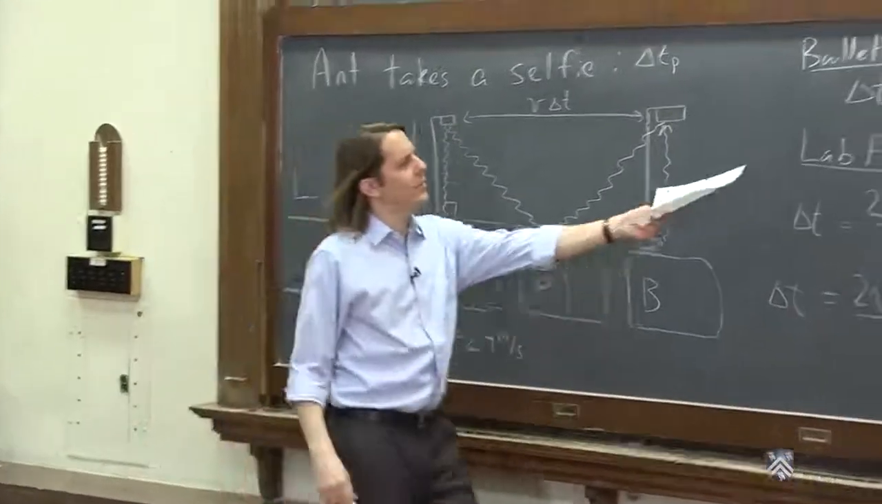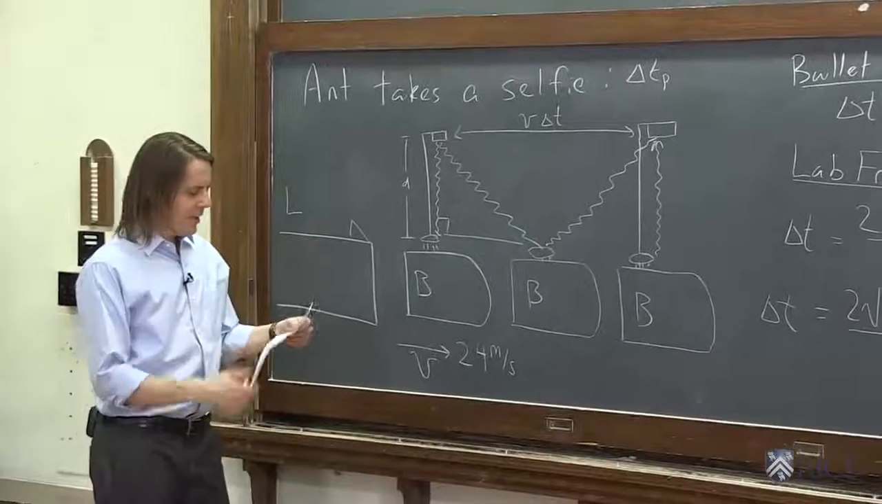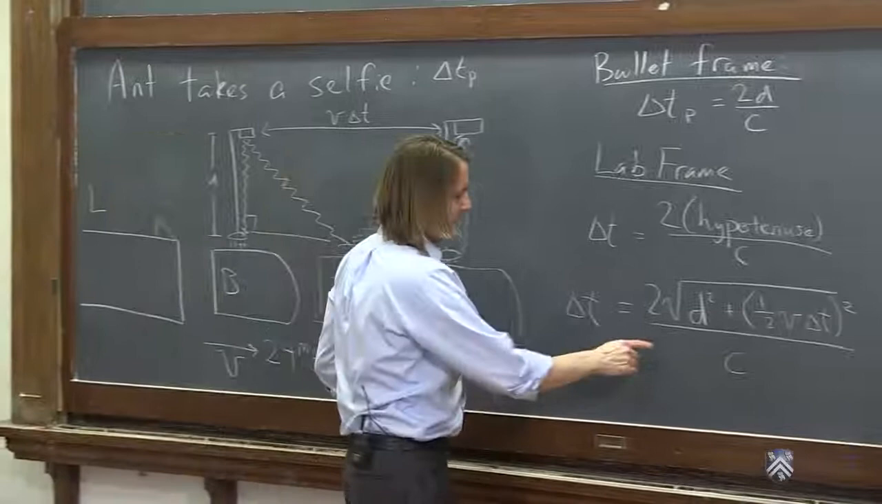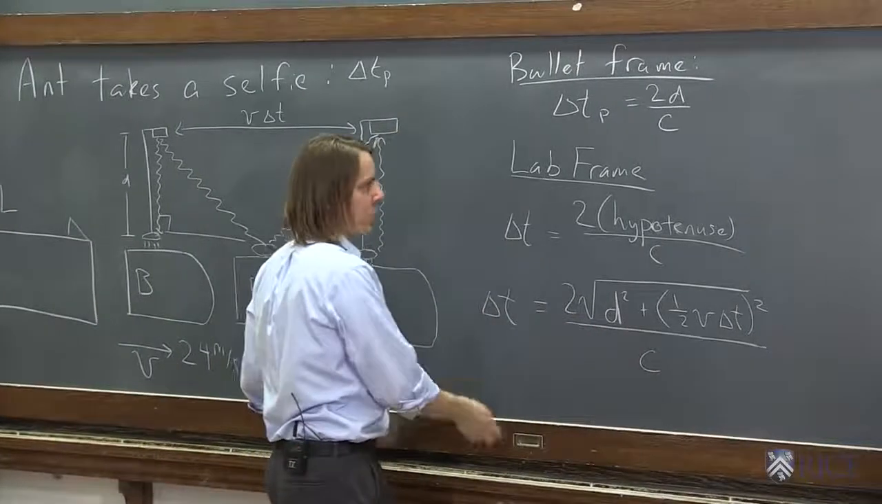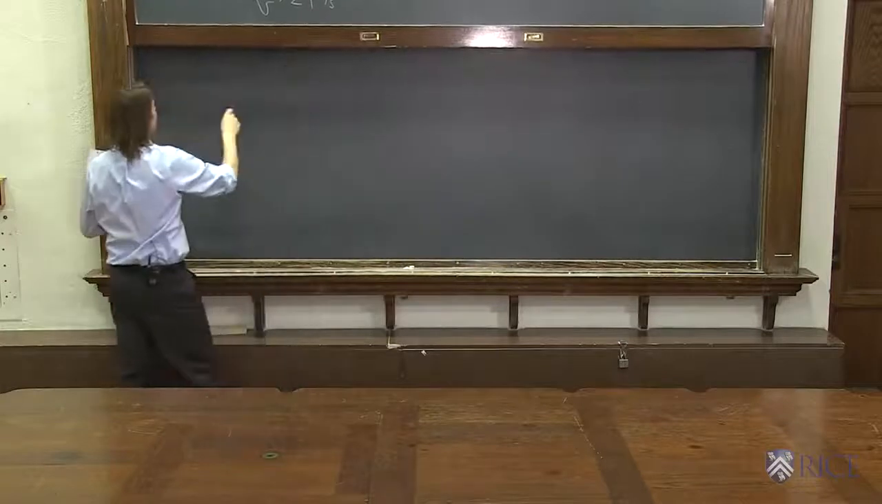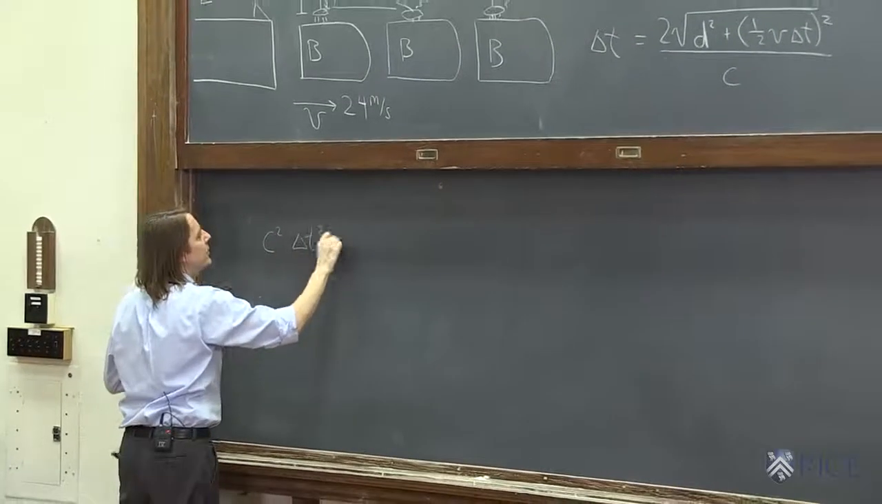So it's not coming out quite as simple as it is over here, is it? Well, now we've got to keep doing some algebra, keep manipulating this thing. So what I would do now is I would bring the c over here and square both sides. So the left side becomes c squared delta t squared.